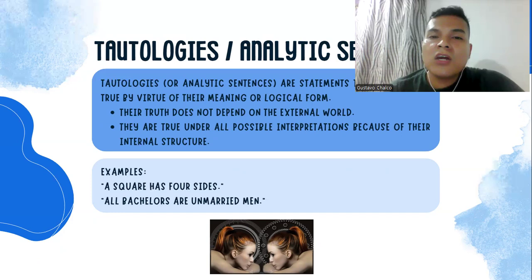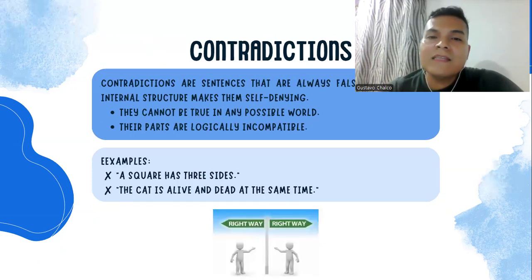Finally, contradictions. These are sentences that are always false because their parts contradict each other. For instance, "a square has 3 sides," or "the cat is alive and dead at the same time." Contradictions are impossible statements, and they help us understand the limits of meaning and logic in language.